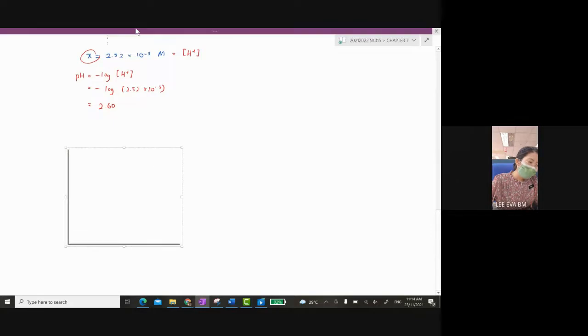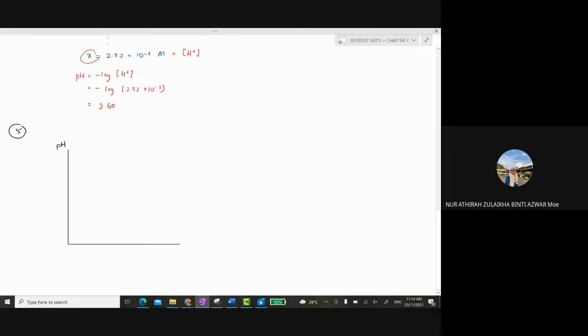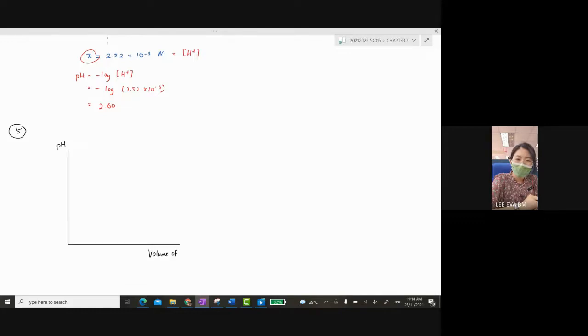Okay, step 5. What is your y-axis? Your y-axis is pH. How about your x-axis? Volume of what? What should I write over here? CH3COOH? Very good. The titrant, but be specific.